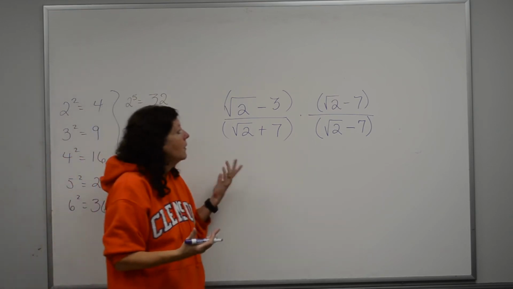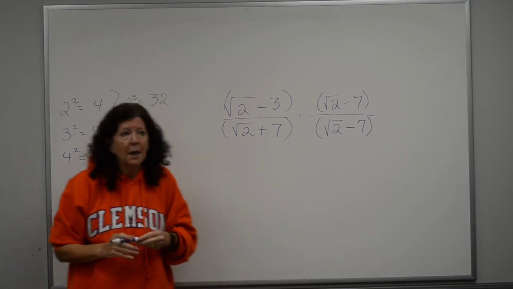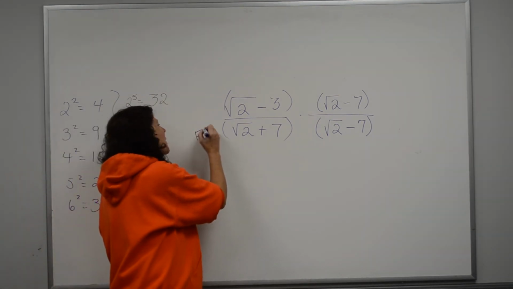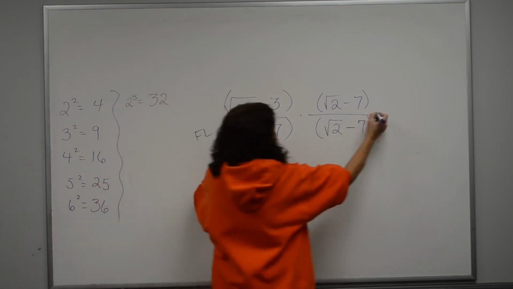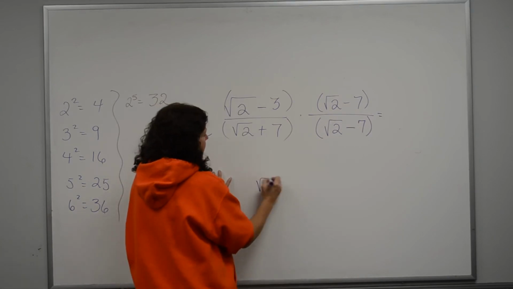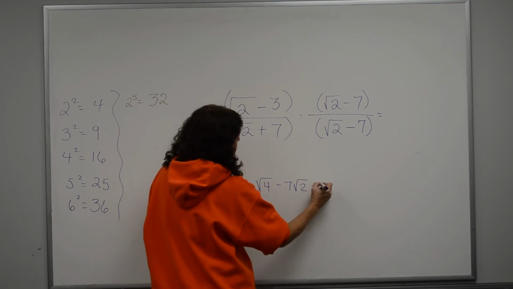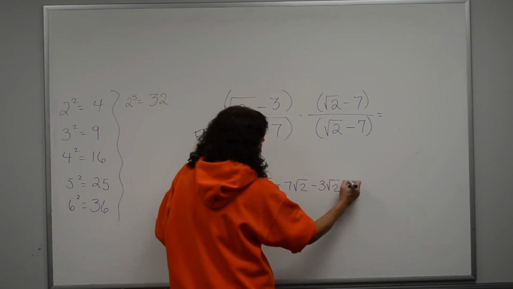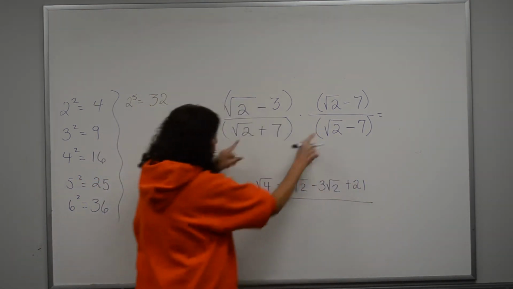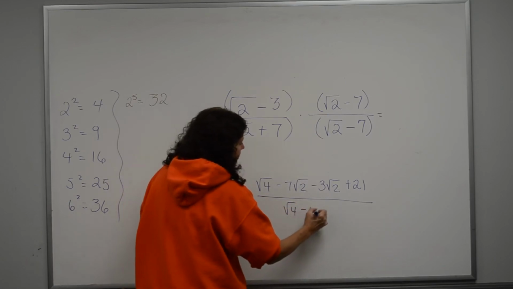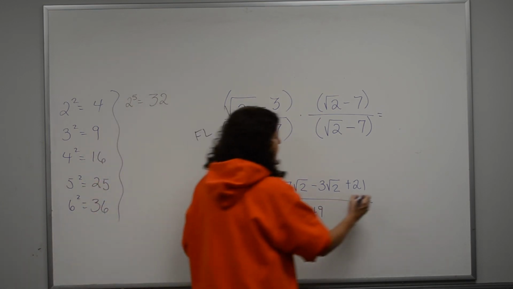Okay? Now I'm doing FOIL. I have to do FOIL on the top. Do I have to do FOIL on the bottom? No, I can just do the shortcut on the bottom. That's why I showed you that little shortcut before. So on the top, I'm going to bring it down here, I've got the square root of 4. Then I've got negative 7 on the square root of 2, minus 3 on the square root of 2, plus 21. You agree with that? On the bottom, I have the square root of 4 minus 49. Okay? Yes, no, maybe? All right, then I begin to break down what I can break down.